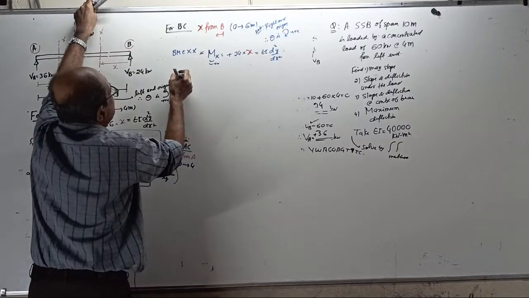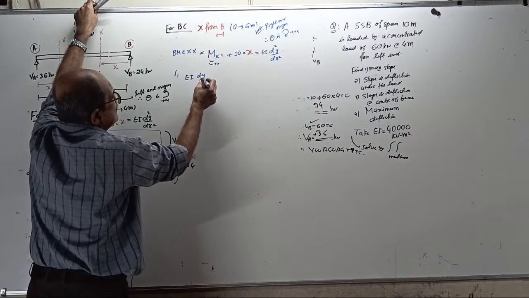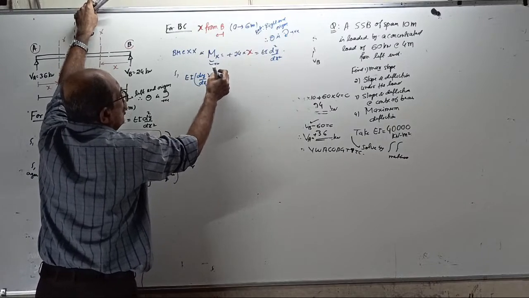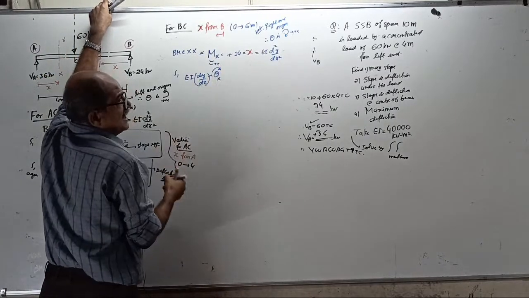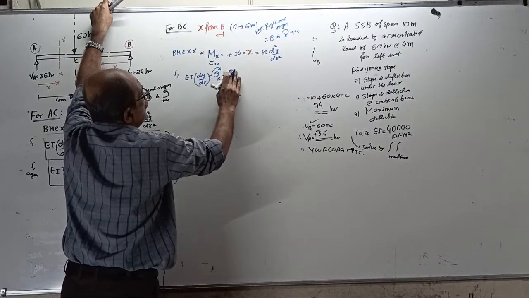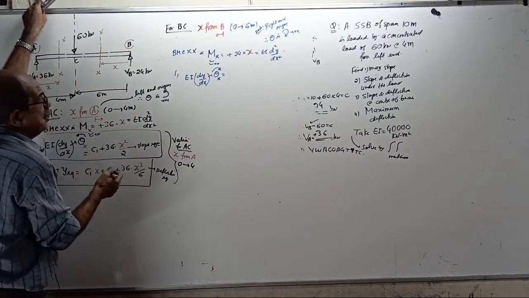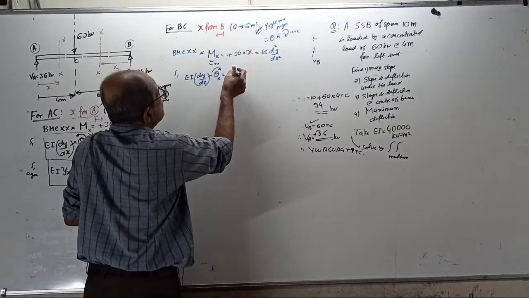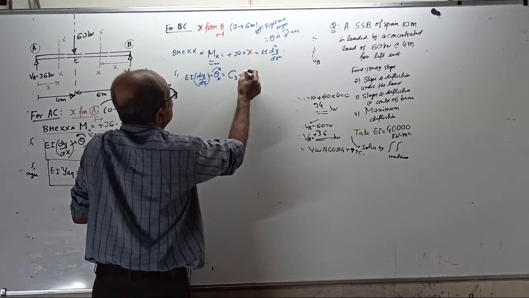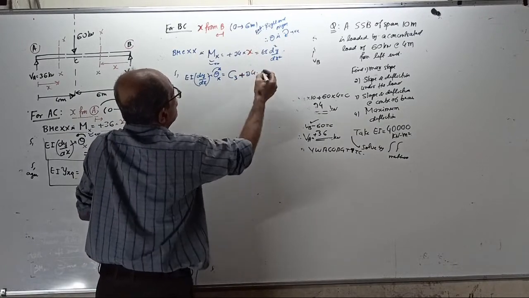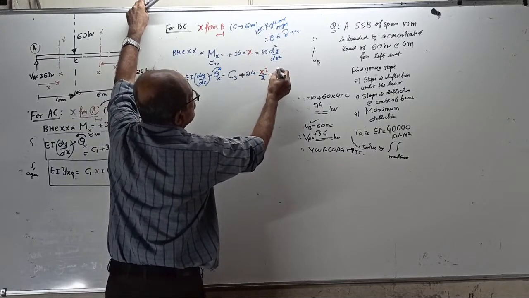Now integrate. You get EI dy by dx, that is nothing but slope theta at any point x, but this time in clockwise direction, equal to C1. Now you can't use C1. Why? Separate equation. There we had C1, C2. I will use C3 into x plus 24 into x square by 2. And this is going to be your slope equation.